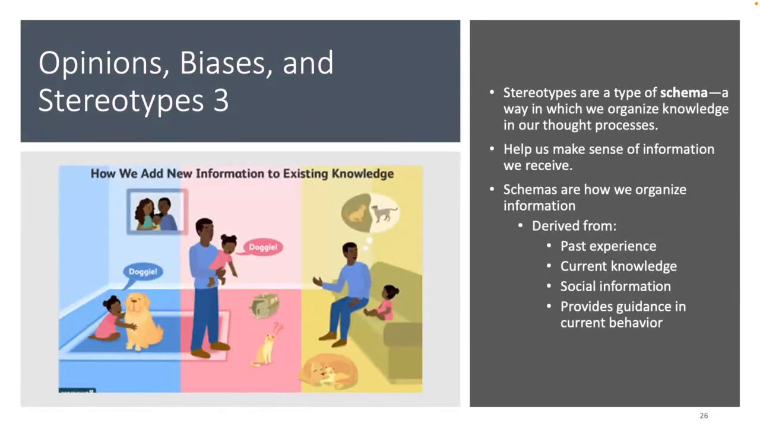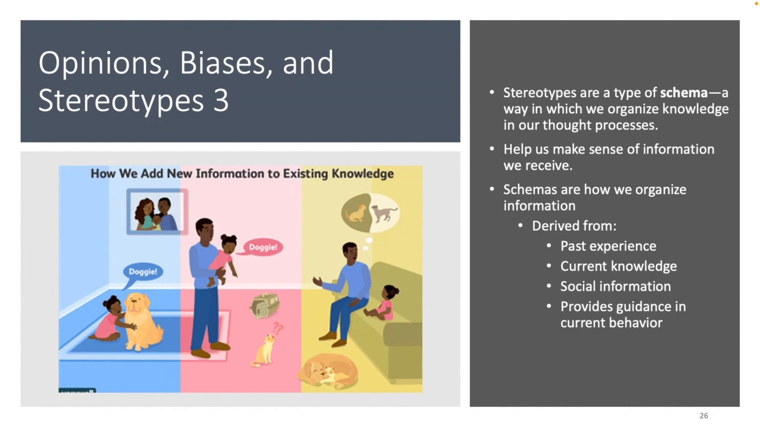And stereotypes are a type of schema. A schema is a psychological theory that is a learning theory, and it highlights one way that we learn. It's a way that we use to make sense of the information we receive, and it's how we organize information. So it's derived from past experiences, current knowledge, social information, and schemas help provide guidance in current behavior.